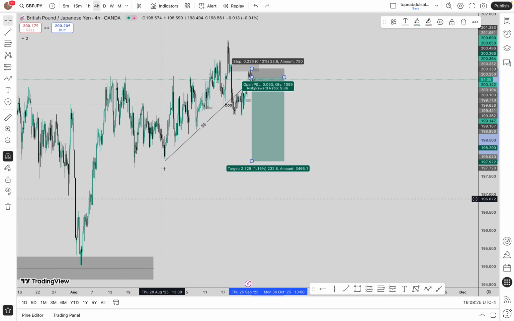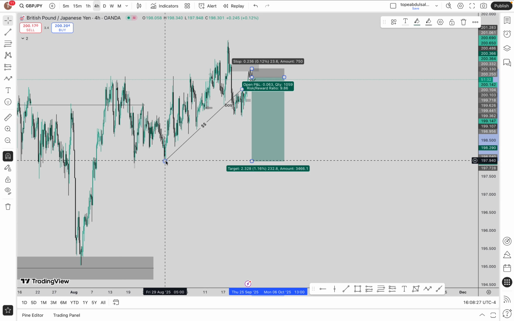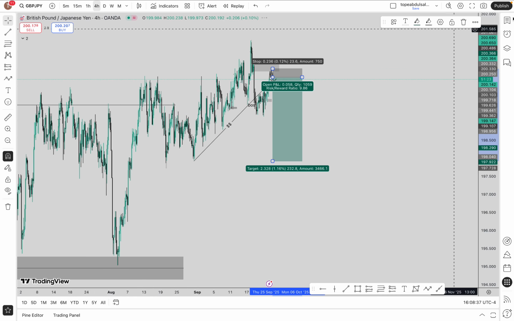So we'll get to this point. It's not going to be just one day, it's going to be days before we get to this point. I'm going to be selling only. I'm just going to be looking for sales. So that's my analysis on GBPJPY.